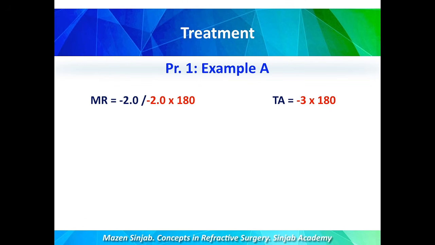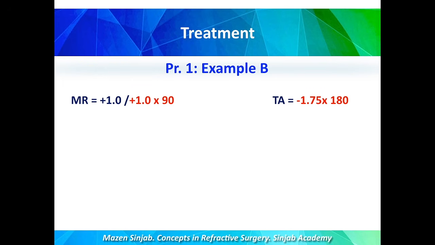For example, a patient has manifest refraction of -2 sphere, -2 cylinder at 180, topographic astigmatism -3 at 180. If we correct manifest refraction, postoperative manifest refraction will be 0. Postoperative topographic astigmatism will be -1 at 180, which is with the rule.